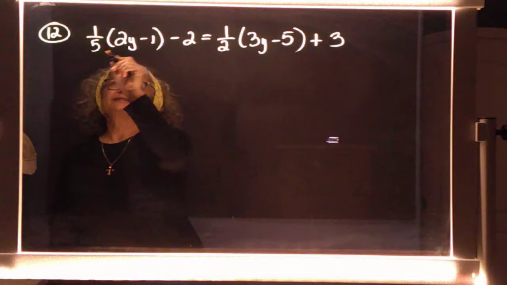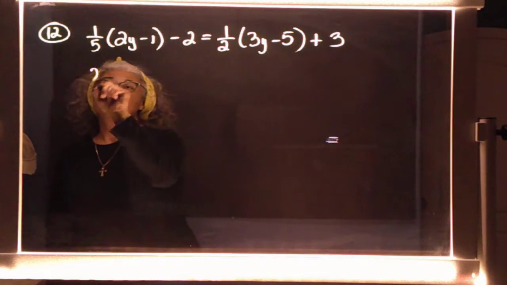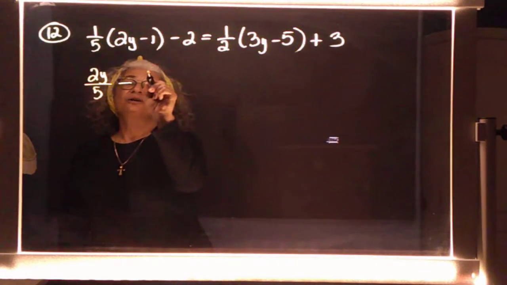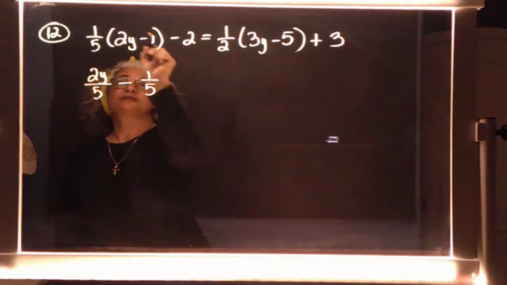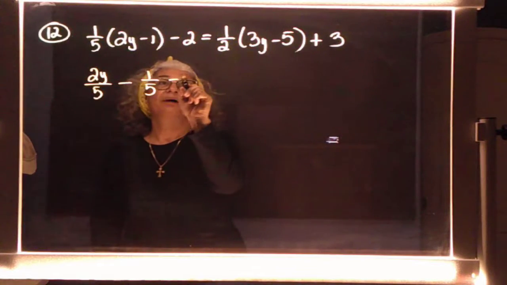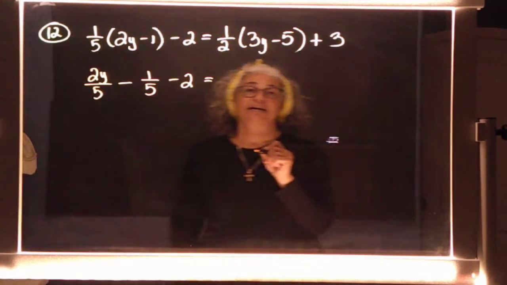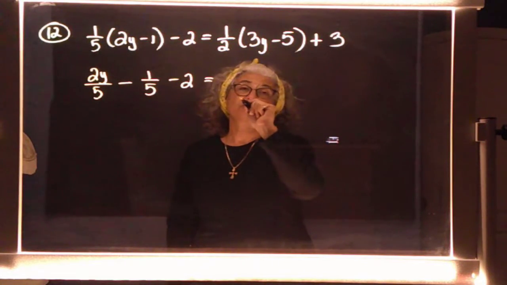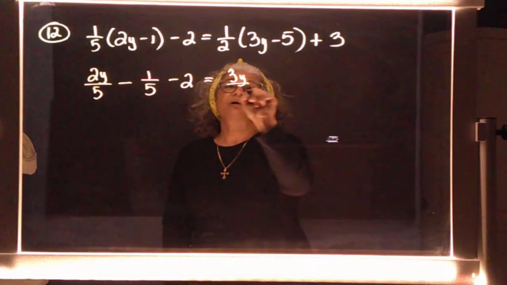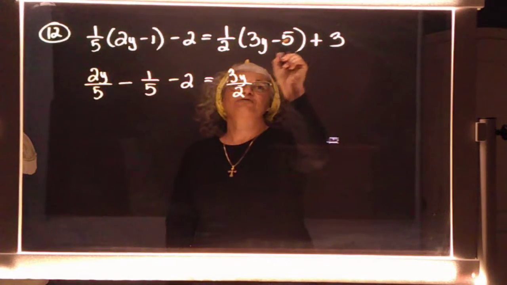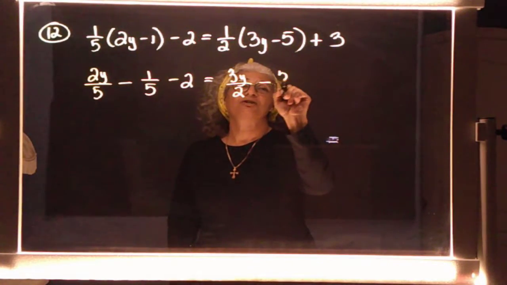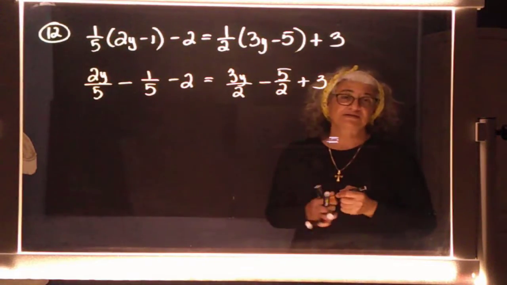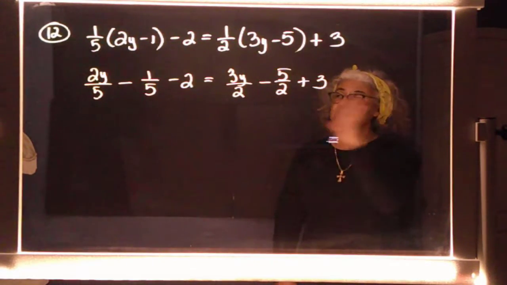I have 1 over 5 times 2y. Good, that would be 2y over 5 minus 1/5, good, because you got to do 1/5 times a negative 1, minus 2 equals, and now I have to distribute the 1/2. So 1/2 times 3 over 1, good, 3y over 2, and then 1/2 minus 5 over 1, good, 5 over 2 plus 3. Well, the parentheses are now out of the way, so to me it's a little cleaner.